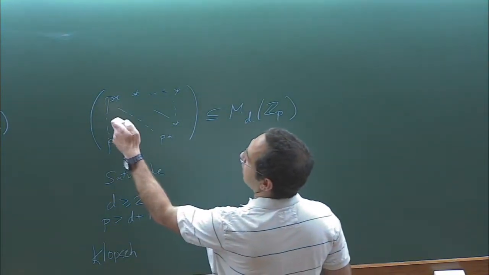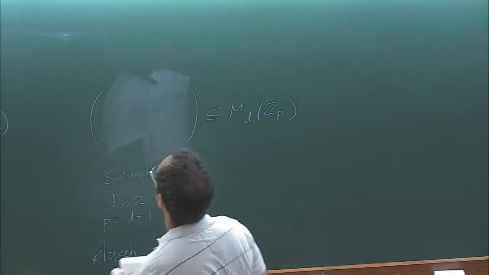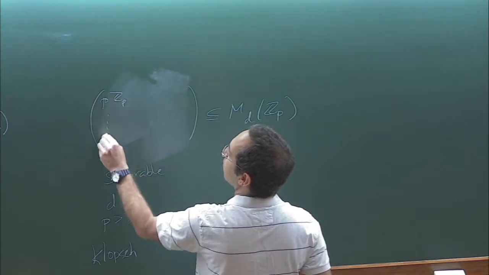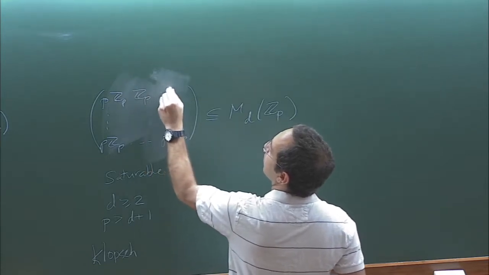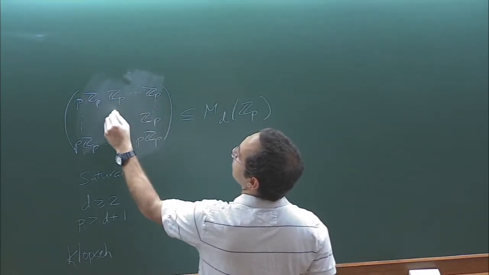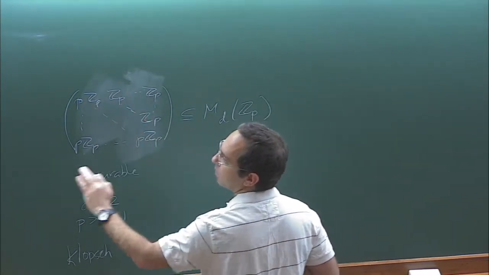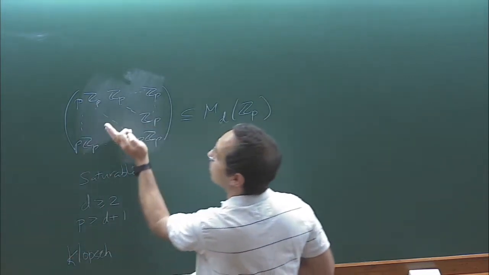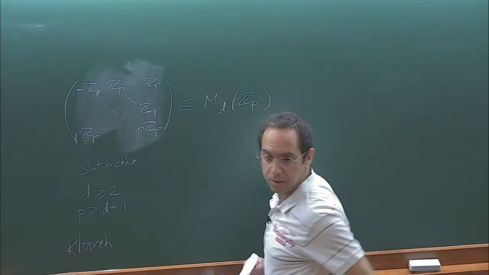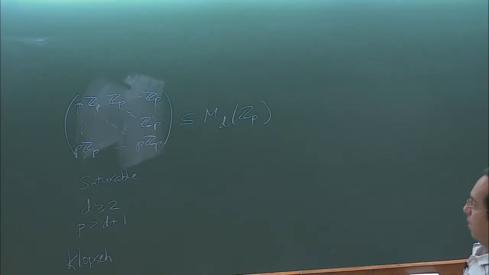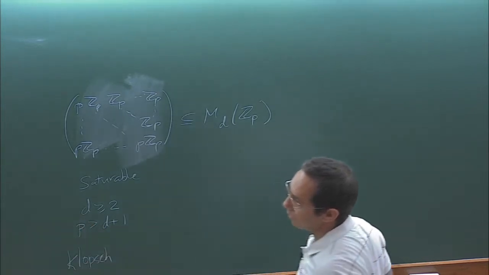So this is just elements, or maybe I'll write it a little bit differently. So pZp, pZp, pZp. Above the diagonal, you can have any number. It doesn't have to be divisible by p. Below the diagonal, everything is a p-adic number that is divisible by p. On the diagonal, they're divisible by p, but otherwise they don't have to be divisible. So this was an example that separated between saturable and uniform groups.